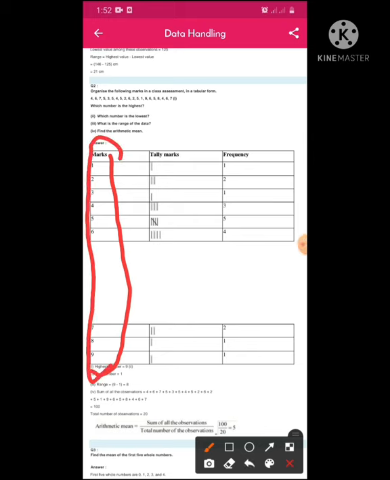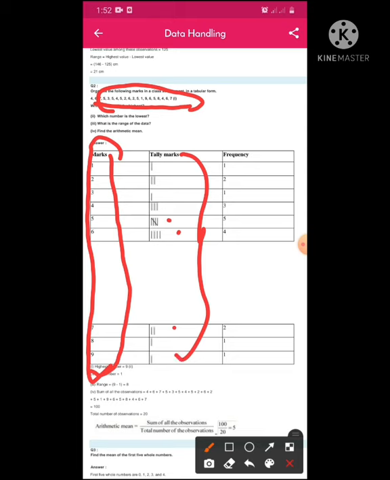Then you have to see the numbers here. The first number is 4, so one tally mark will come in 4. The second number is 6, so one mark will come in 6. Then 7, so one tally mark will come in 7. Then 5, and then again 5. In the same way you have to see all these numbers and mark the tally here.